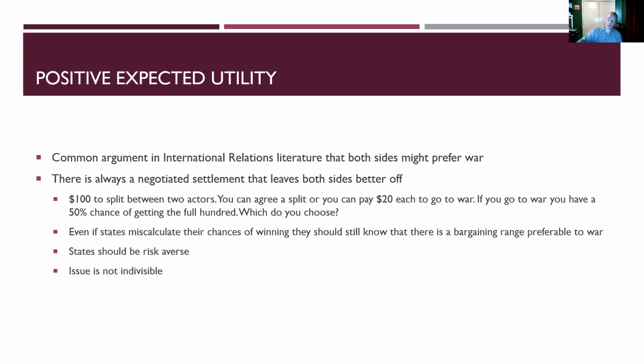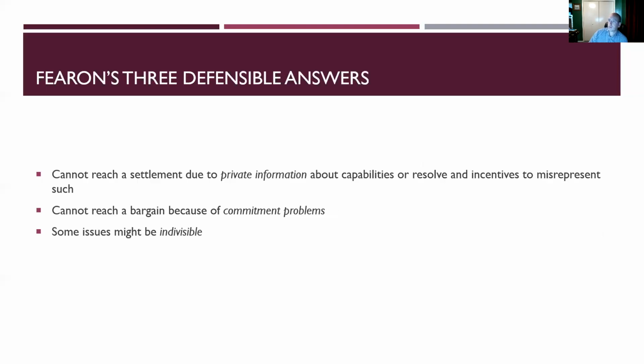So states should be risk averse as well. They shouldn't be foolhardy, right, if they're rational. So Fearon says, okay, there's 3 defensible answers then to why rational states go to war.